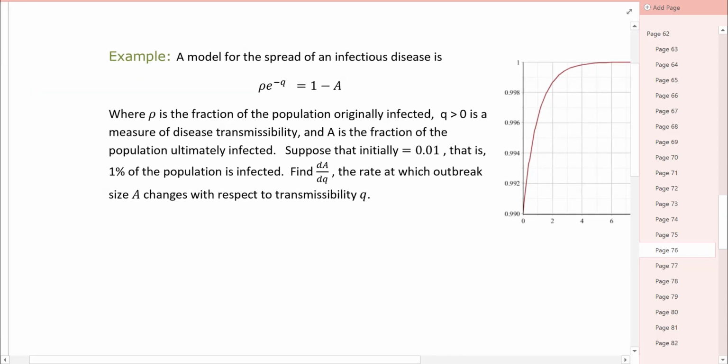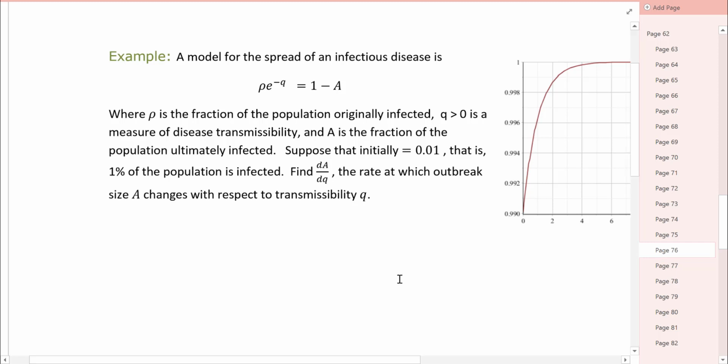So it says here, a model for... Okay. Sorry about that. I can turn the projector on.